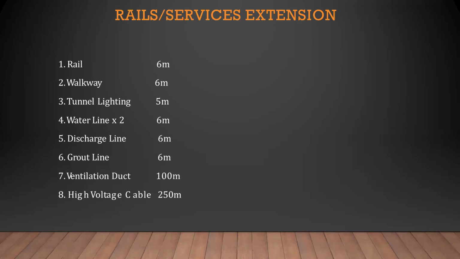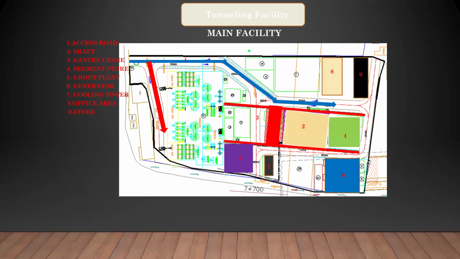done. In every 6 meters, the grout line will be fixed. In every 100 meters, a ventilation duct is to be provided. In every 250 meters, a high voltage cable should be provided. This is the main facility.